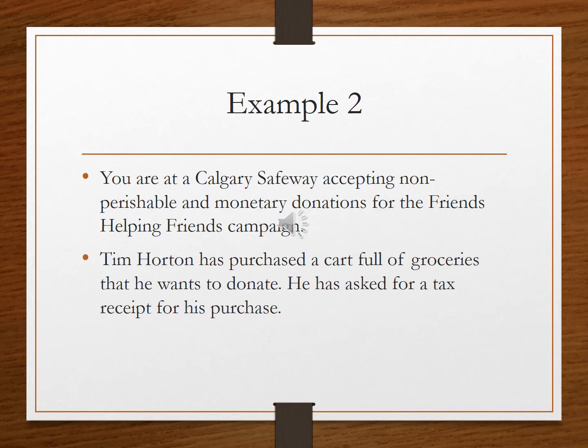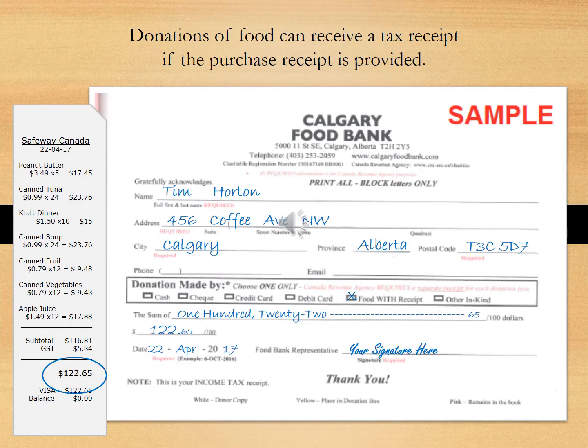For our next example, you are at a Calgary Safeway accepting non-perishable and monetary donations for the Friends Helping Friends campaign. Our donor, Tim Horton, has purchased a cart full of groceries that he wants to donate, and he has asked for a tax receipt for his purchase. In order to issue a tax receipt for a donation of food, the donor needs to provide the purchase receipt. The purchase receipt will need to be attached to the yellow copy that goes in the donation box.